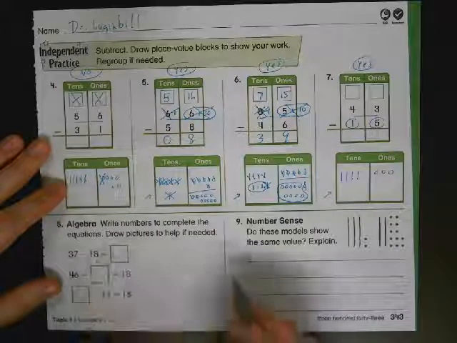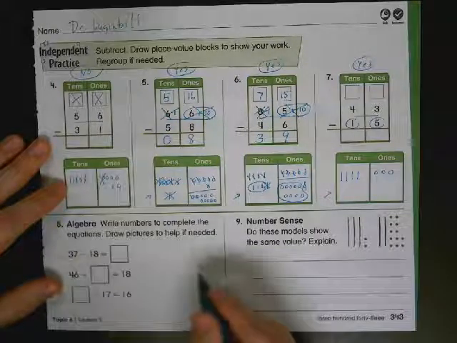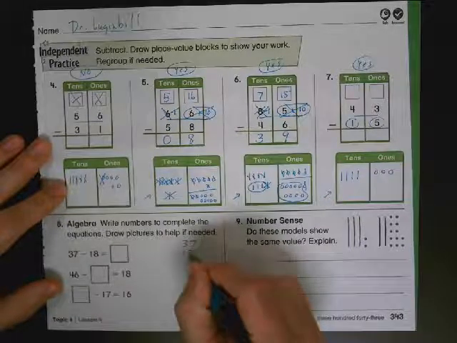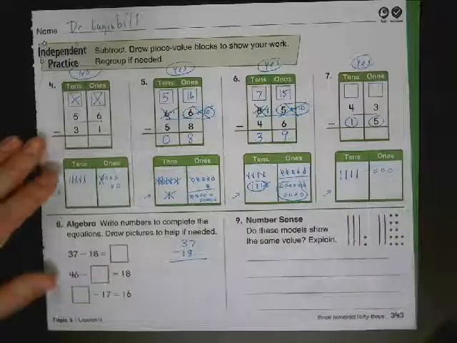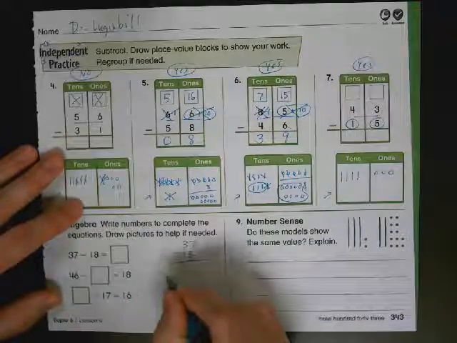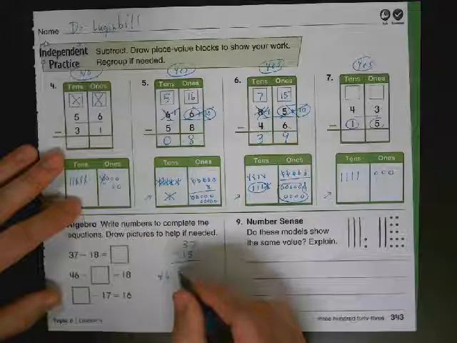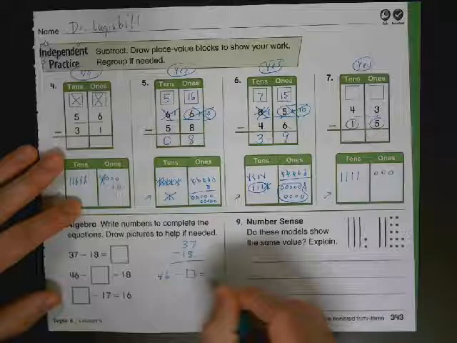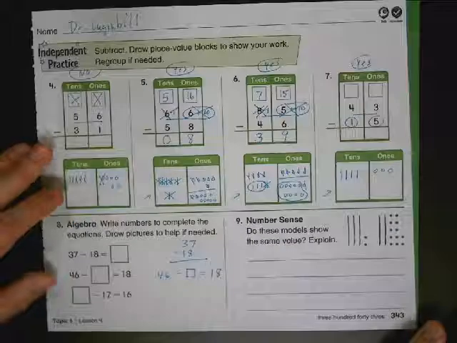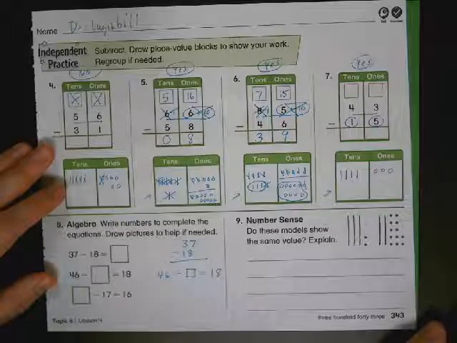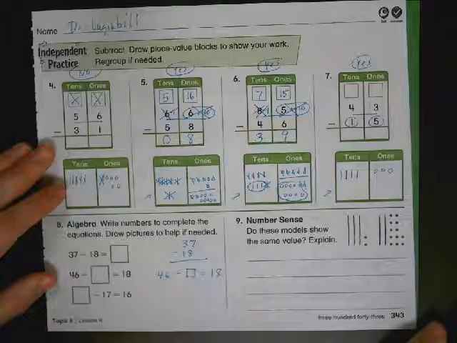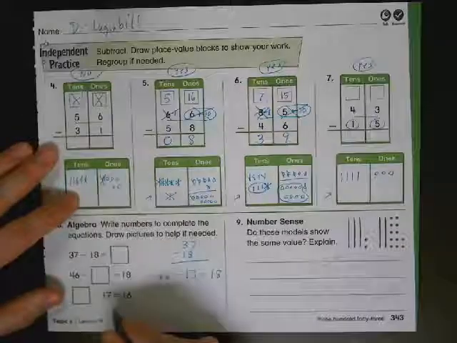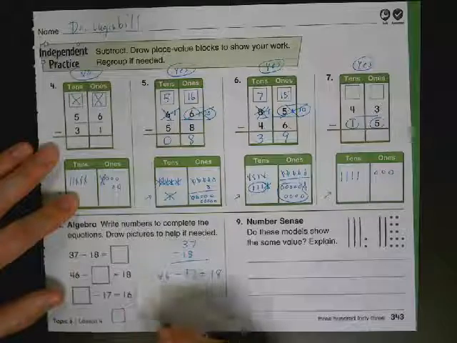37 plus 18. I mean, minus 18. 37 minus 18. You can draw pictures if you want for these. 46 minus some number is equal to 18. And some number minus 17 equals 16.